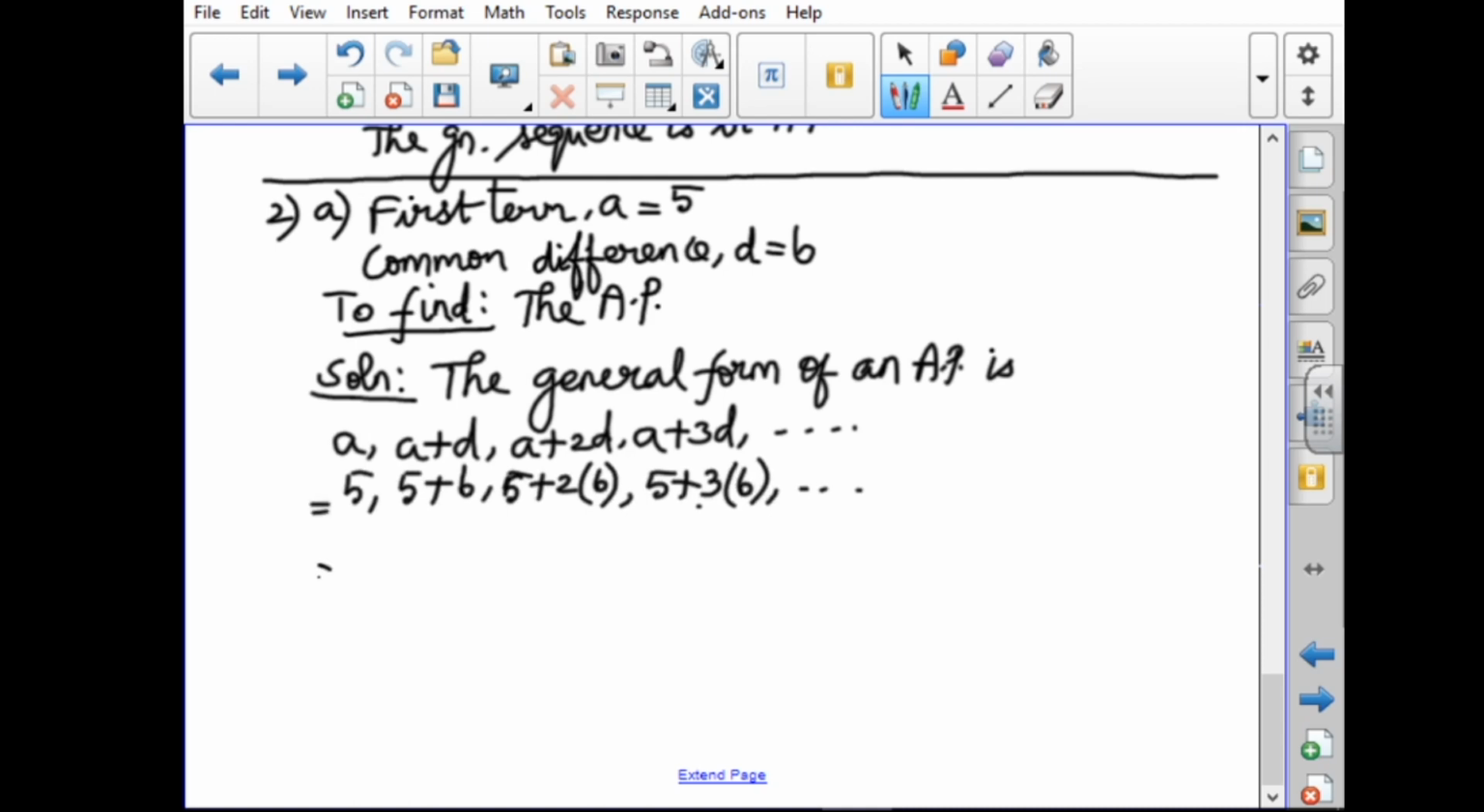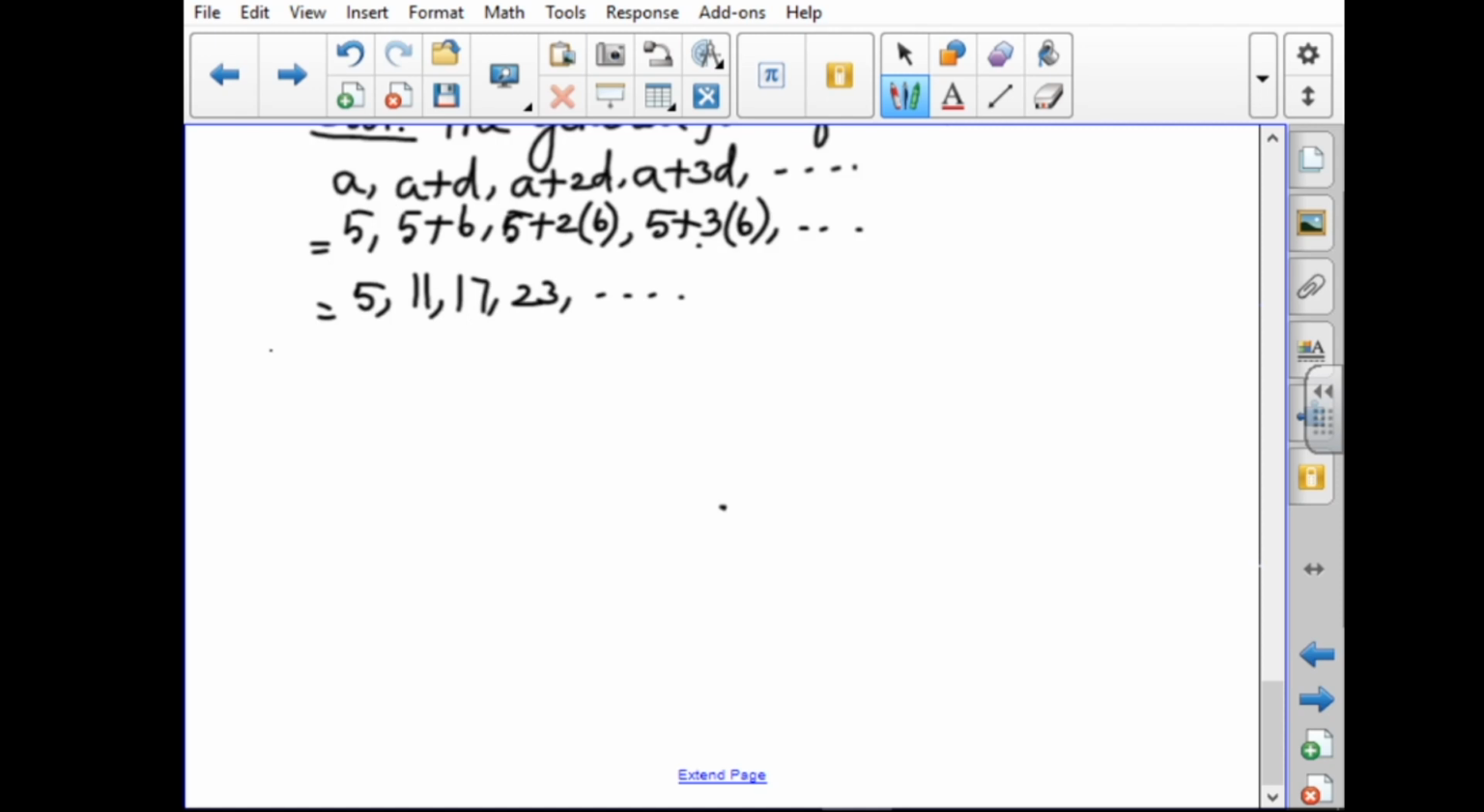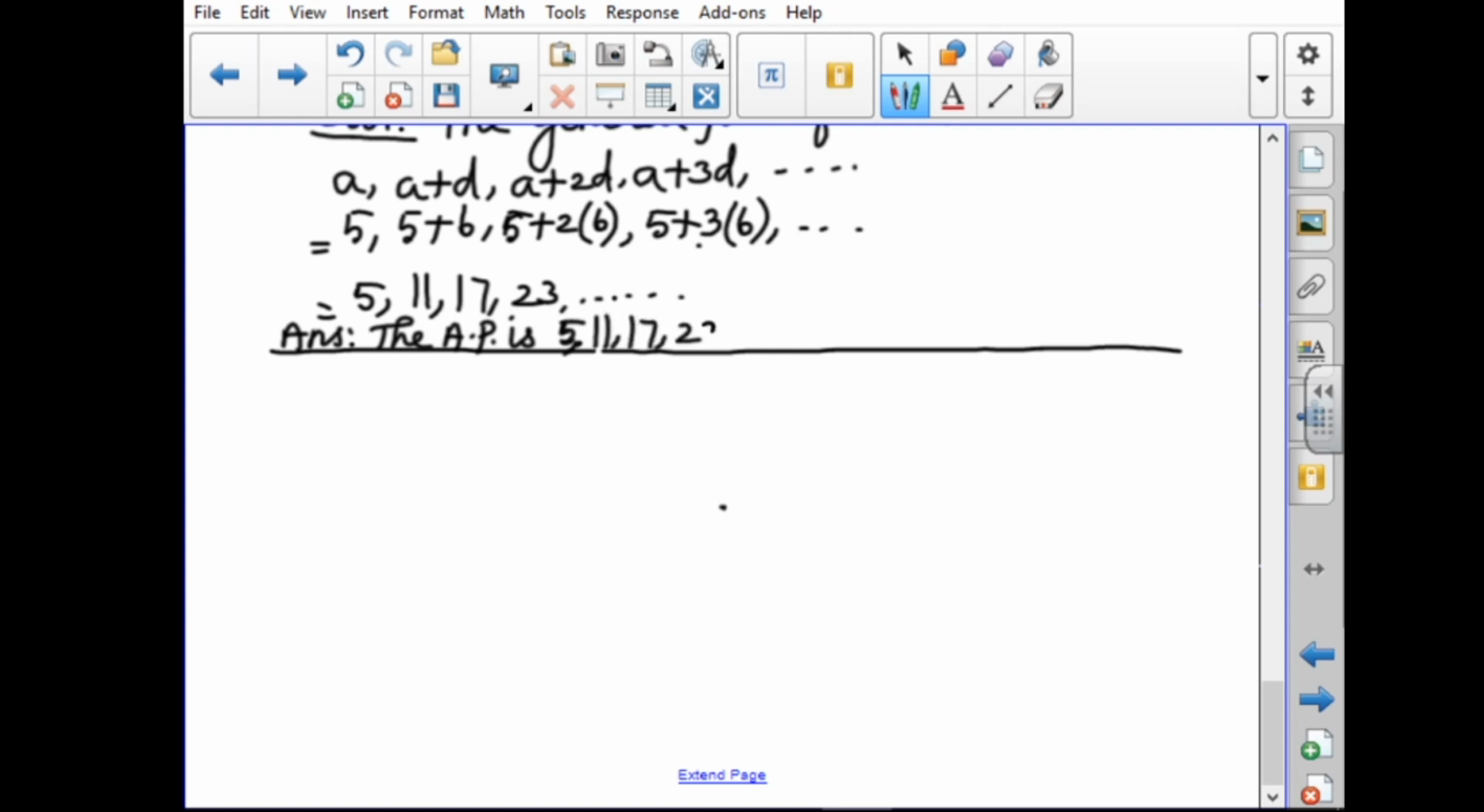That is equal to 5, 11, 17, 23 etc. So the AP is 5, 11, 17, 23, etc. Answer you can write it as, the AP is 5, 11, 17, 23, etc. Next, second subdivision, it is same like this. You can take it as homework.